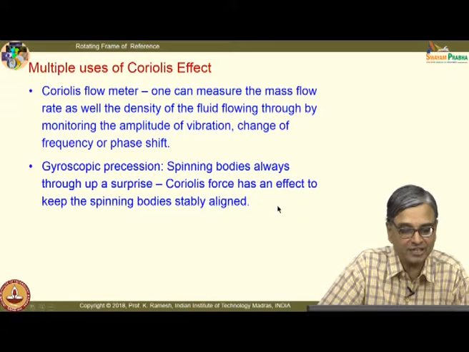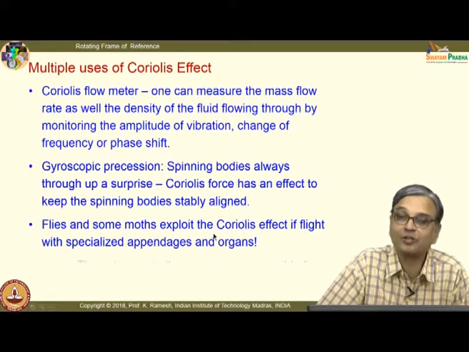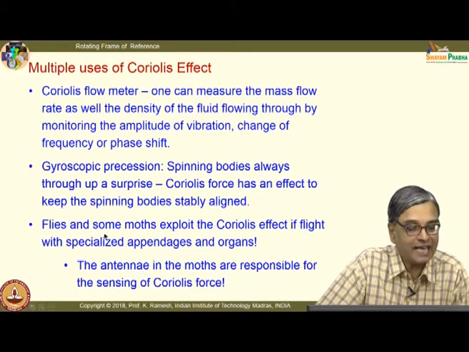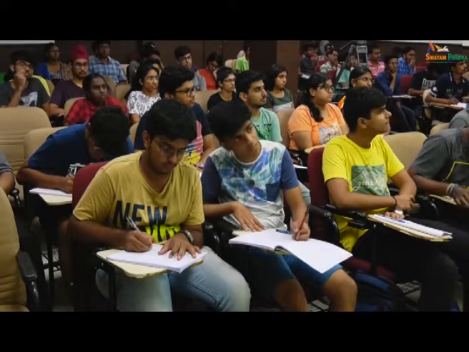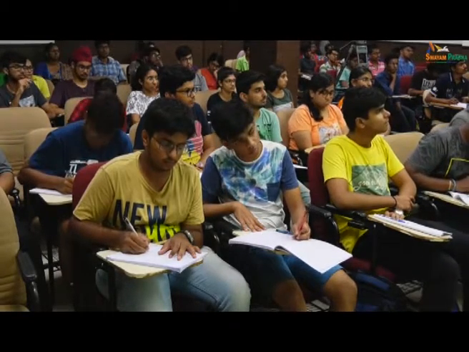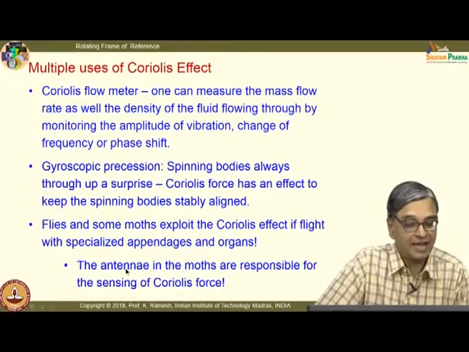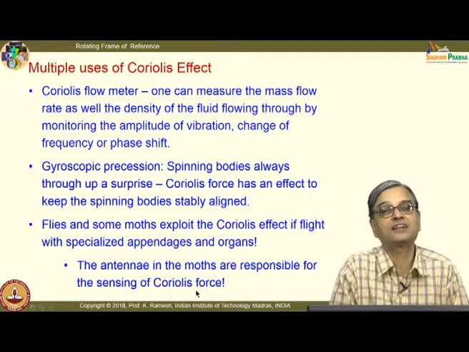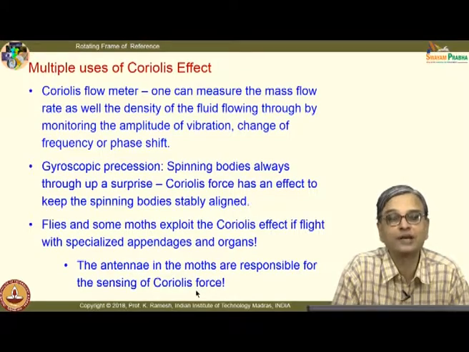But if you go to nature, we have altogether a surprise. We had so much struggle to understand the Coriolis effect. You find flies and some moths exploit the Coriolis effect in flight with specialized appendages and organs. It is very, very surprising. And all your drones are taking inspiration from insect flight, and insect flight is not very simple, it is extremely complicated dynamically. The antennae in the moths are responsible for sensing the Coriolis force. How sophisticated nature is in comparison to human evolution. So, we have to be really humble to accept this.